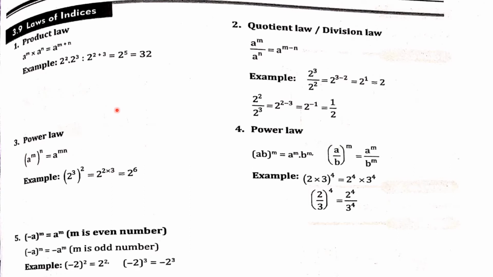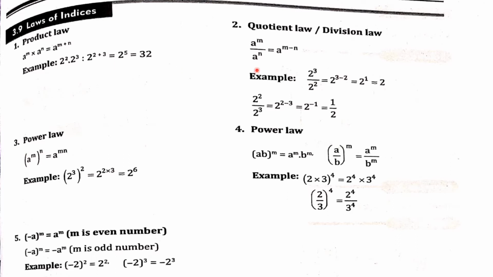Here you have the laws of indices. First, the product law, where product is nothing but multiplication. a to the power m into a to the power n is equal to a to the power m plus n. In the product law the powers are added, because the base a is the same and only the powers are different. Here is an example: 2 square into 2 cube is equal to 2 to the power 2 plus 3, which is 2 to the power 5, and 2 to the power 5 is 32.